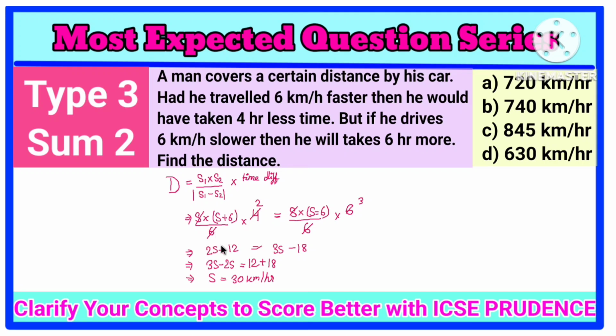But here you are asked to find the distance, so put this value of s, that is speed, in any of these two equations before cancellation to get the distance. Let us put it in the first equation, where we have s into s plus 6 divided by 6 into 4. So s is 30, so 30 multiplied by 36 divided by 6 into 4. We can cancel. 6 6s are 36, so you are getting 24. 6 4s are 24 into 30, that is 720 kilometers. So here distance is 720 kilometers. That is our final answer.